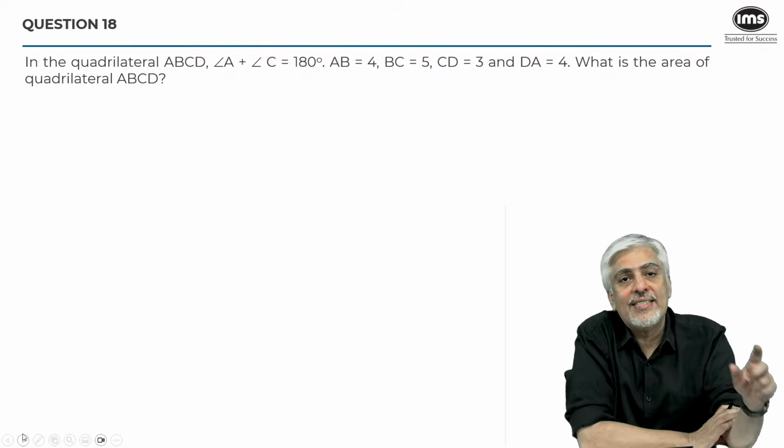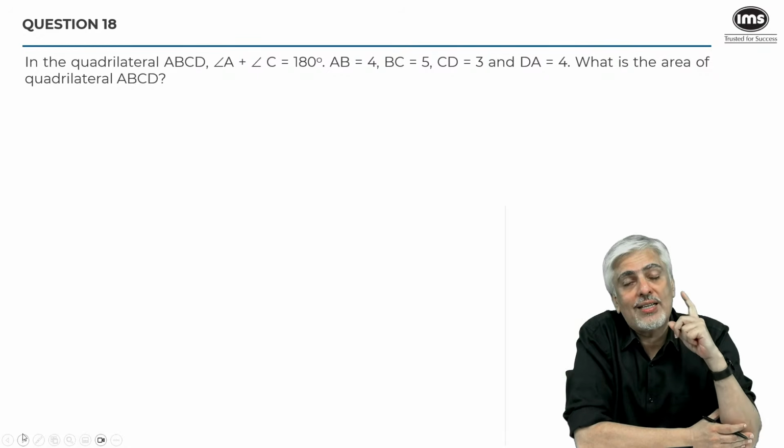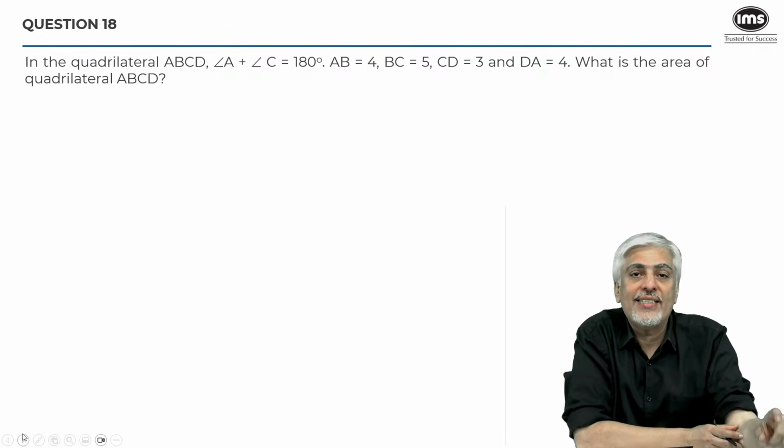No, it was not good old NCERT. It was good old Maharashtra textbook. Maharashtra state textbook.